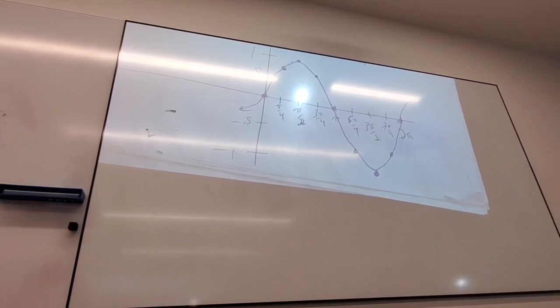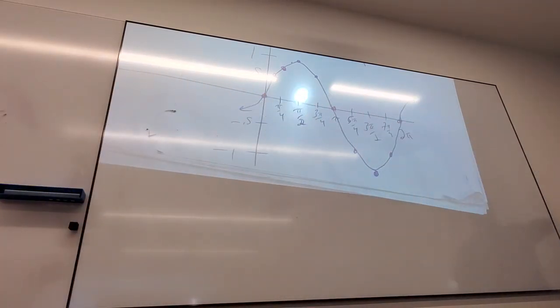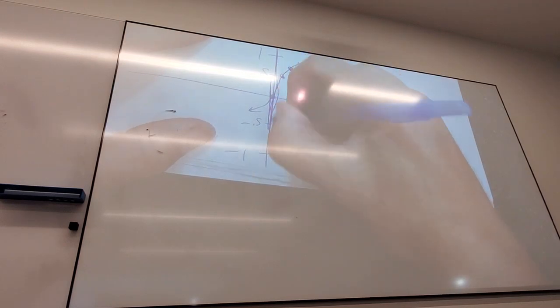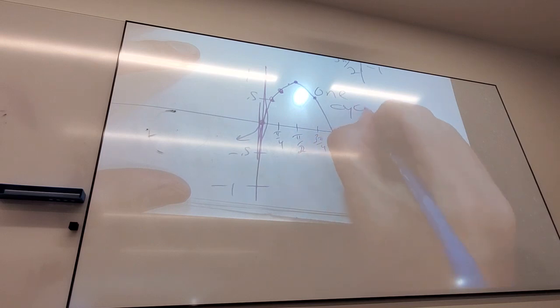Let me think. There was something else I wanted to say. Do you all agree that we have plotted enough points? If I wanted to continue, wouldn't I just repeat all the same outputs? Do you all agree that if I stopped at pi, that would not have been enough, because I wouldn't have picked up the negative ones? We give this a name. This part in the middle, we call one cycle.